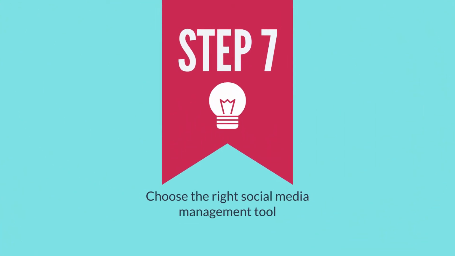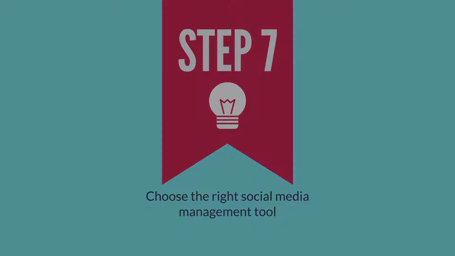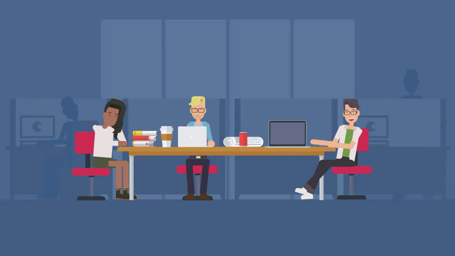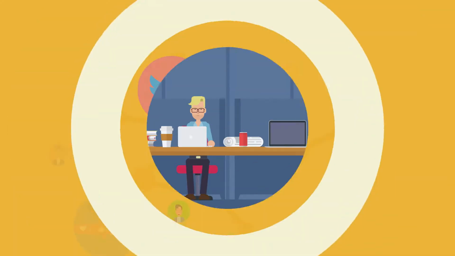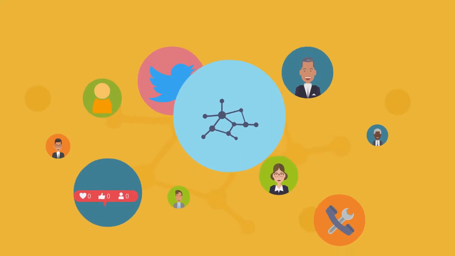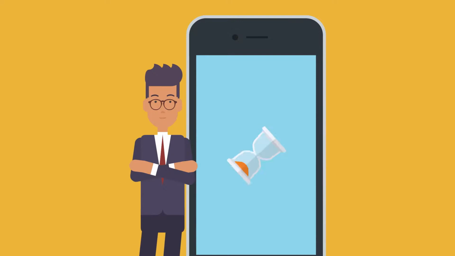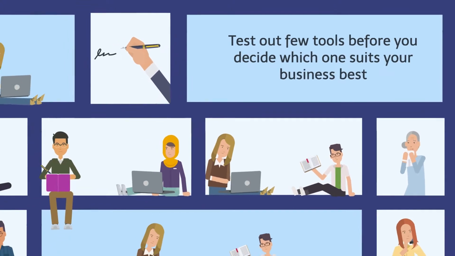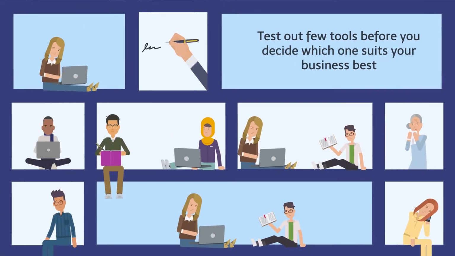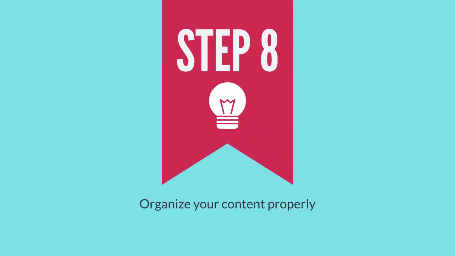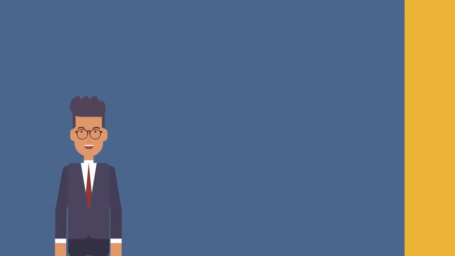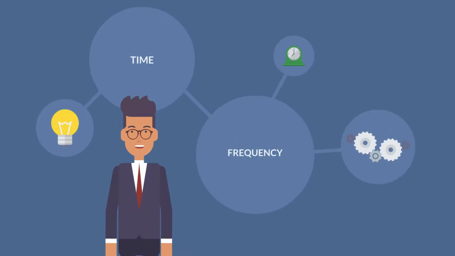Step 7. Choose the right social media management tool. Think of your needs. Do your research. Once you know what you are looking for, finding tools that have the potential to meet your needs will be much easier. Actually, you will have a proper set of criteria to measure the alternatives against. Test out a few different tools before you decide which one suits your business best. Step 8. Organize your content properly. Plan your content wisely. Choose the optimal times and frequency that work for your target audience best.